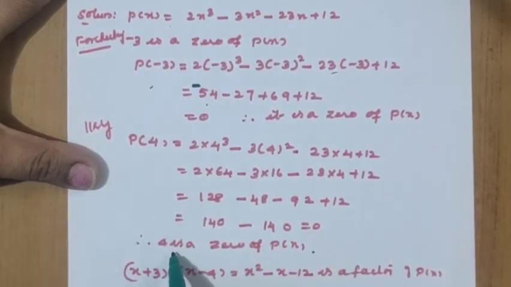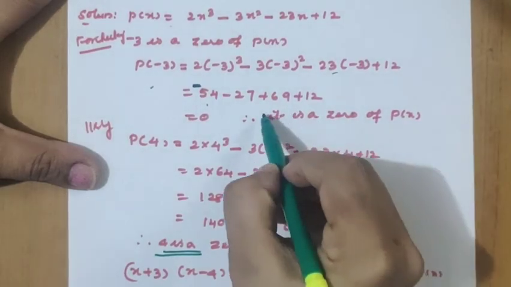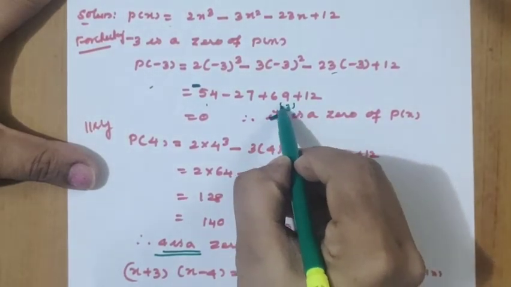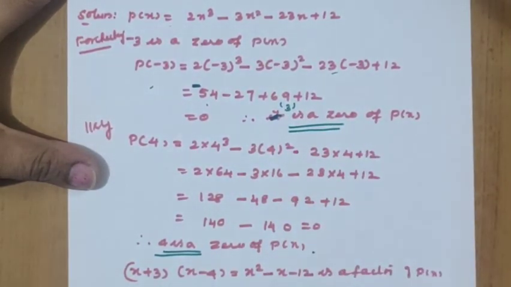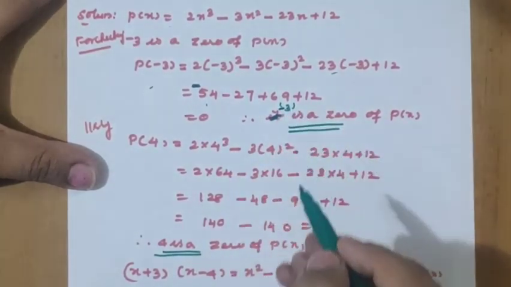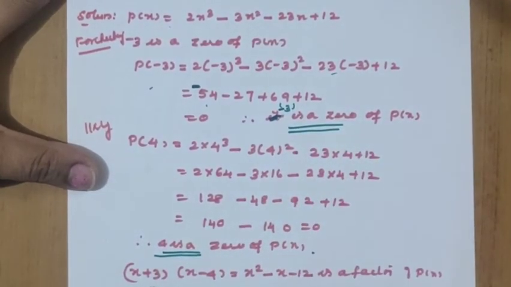So what is the answer? We got 4 is a zero. Again minus 3 is a zero we got here. So both are zeros only. Minus 3 is a zero here. So what is the factor now? X plus 3 and x minus 4 are the factors of this one.